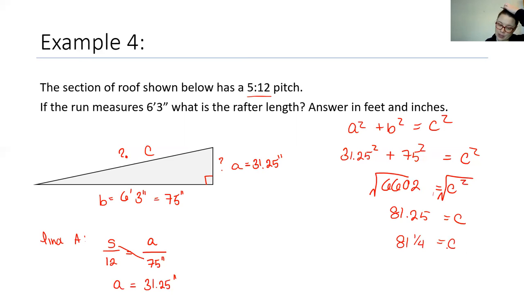Now, if you're putting that into feet and inches, 81 divided by 12 gives me 6.75 feet. So we know we're going to have 6 feet. 0.75 feet times 12 gives me 9 1/4 inches equals C. So that would be our final answer after we convert.